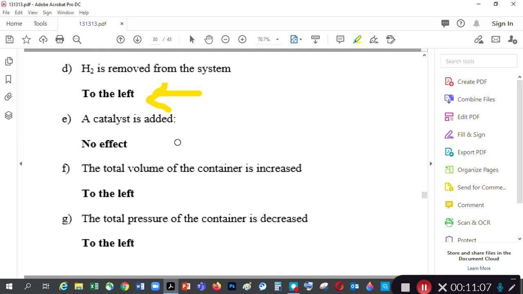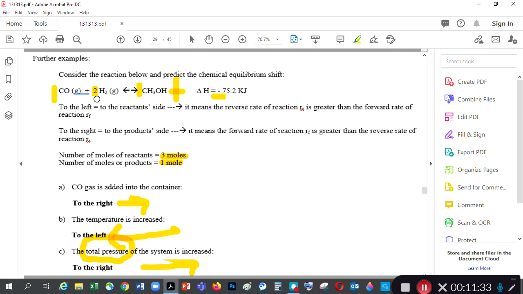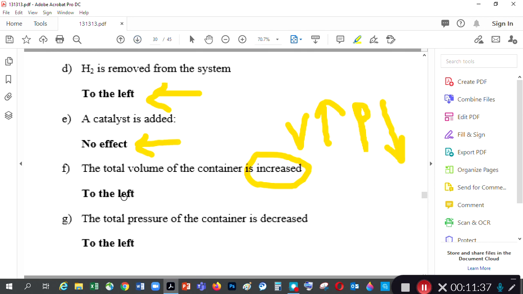If you add a catalyst, no effect. What will happen if the total volume is increased? Now we have increased the volume, meaning what? The pressure is decreased. So you are shifting towards the number of moles, least or most? Well, look at this, your decrease will be towards the most. So the most is 3, to the left side, correct? It will be to the left side, that's correct.